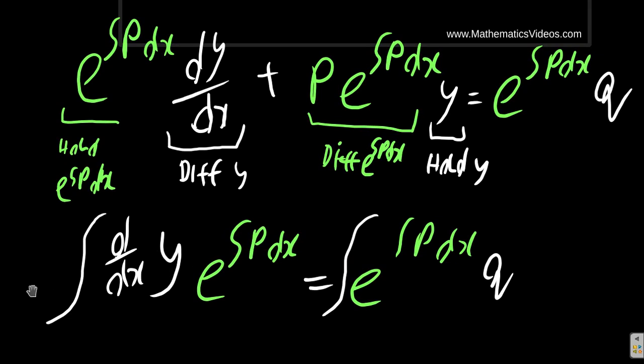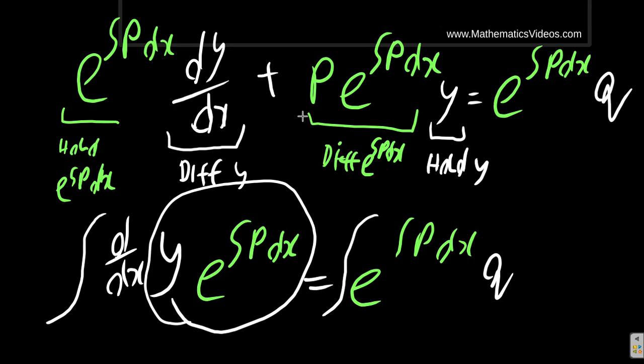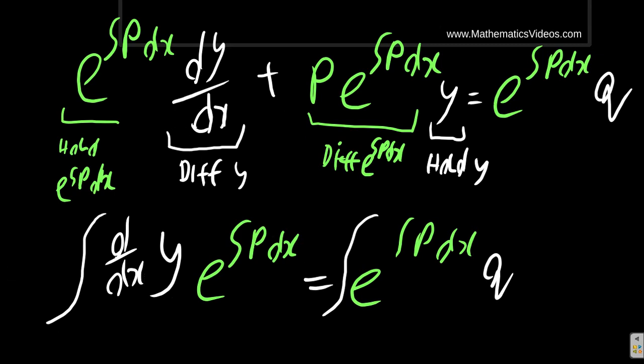You differentiate this product here to get this. So when you differentiate it, you hold y, differentiate e to the integral of p dx, plus you hold e to the integral of p dx, differentiate y. Alright? Or you can consider that you hold e to the integral of p dx, differentiate y, plus you hold y times differentiate e to the integral of p dx. So this is what you have.